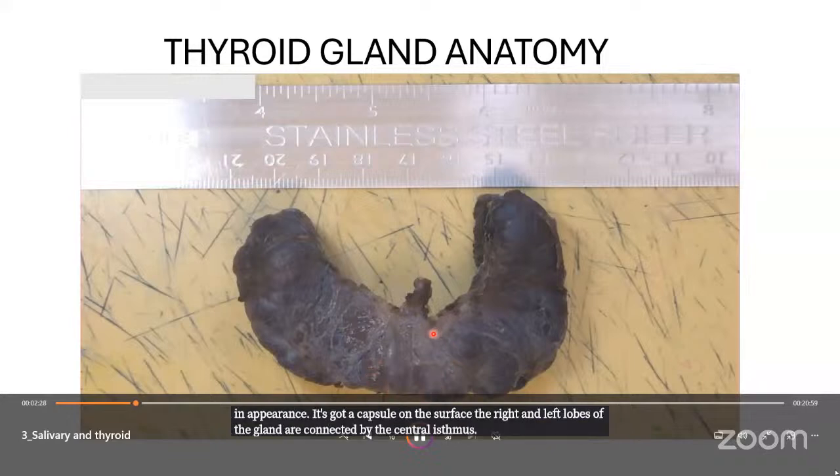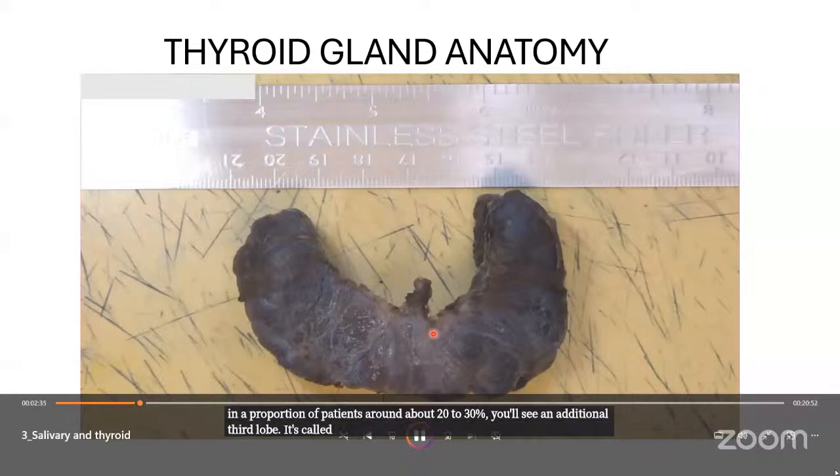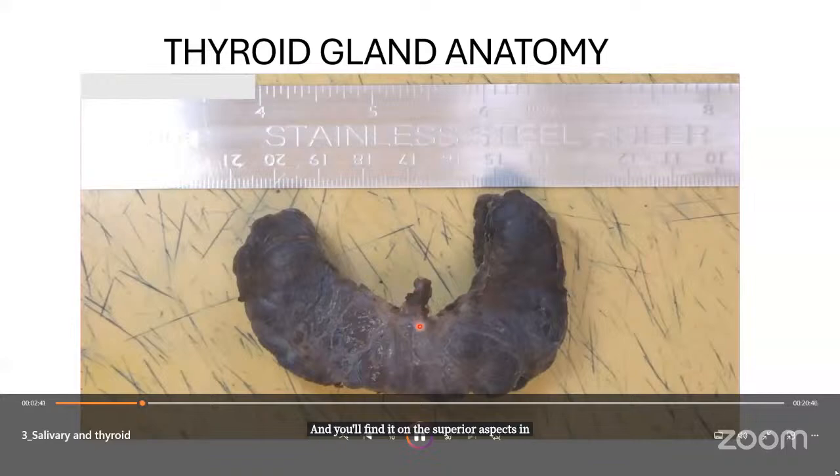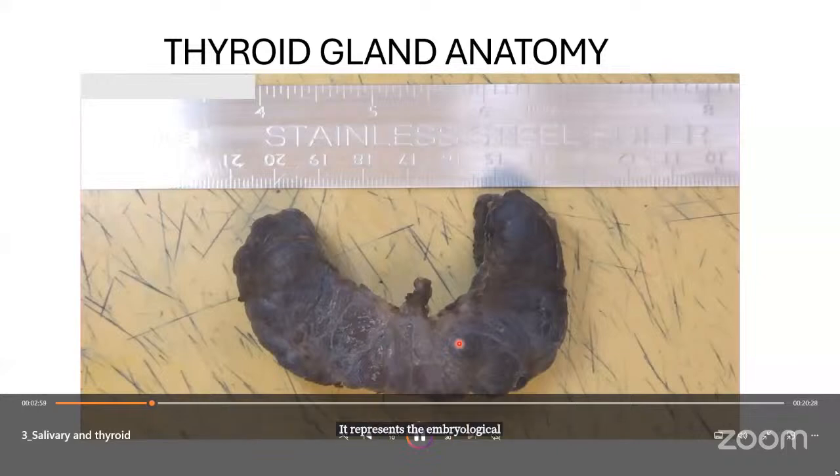In a proportion of patients, around about 20 to 30%, you'll see an additional third lobe. It's called the pyramidal lobe, and you'll find it on the superior aspect in the midline of the gland, in the region of the isthmus. It's a normal anatomical variant. In some patients it's quite diminished in size as it is here, but in others it's quite prominent and elongate, and it can actually reach the level of the hyoid bone. It represents the embryological remnant of the thyroglossal duct, so it's just a normal anatomical variant, but it can help you to orientate the specimen.